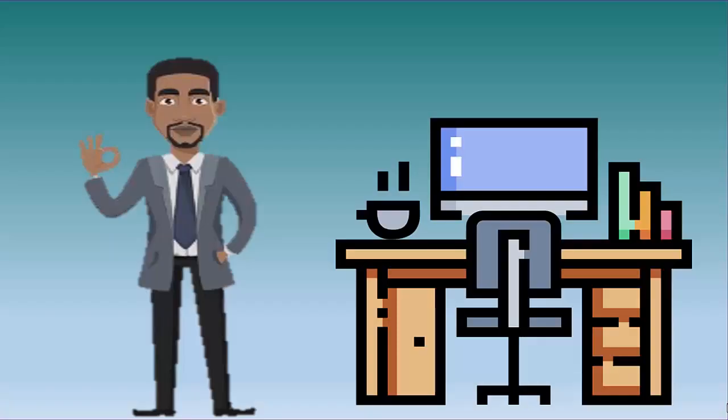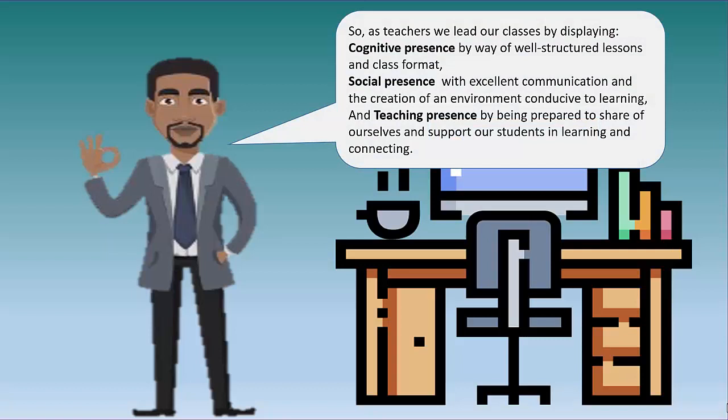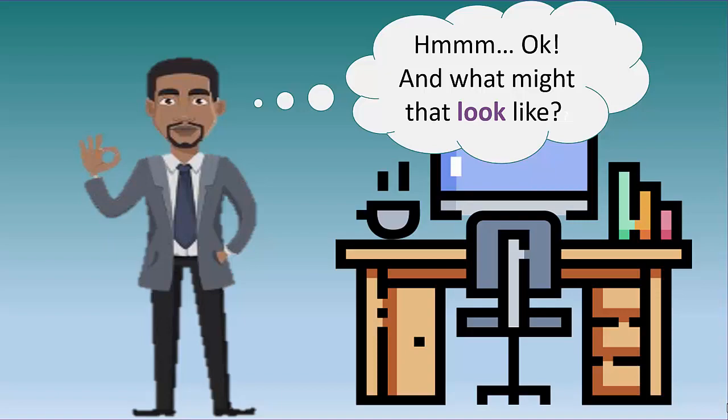So, as a quick recap, as noted in the literature, successful remote instruction requires cognitive presence, which includes the well-structured lessons focused on your curriculum, social presence, which includes creating that personal connection with students, demonstrating your commitment to their success through excellent communication and the creation of an environment conducive to learning, and teaching presence, wherein a facilitator is prepared to share themselves and support students in learning and connecting with their own learning in the classroom environment. So, what might that look like?